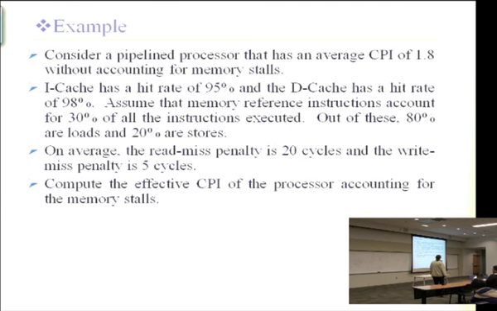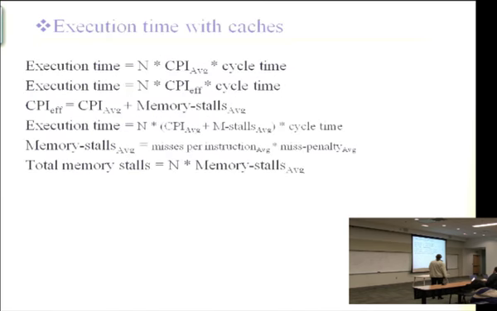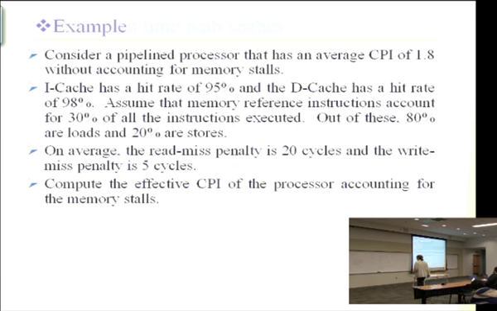Let's solve one example. It says, consider a pipeline processor that has an average CPI of 1.8 without accounting for memory stalls. So this CPI is this CPI average, then I'll write here. That one is 1.8. And then we have an I cache that has a hit rate of 95%.